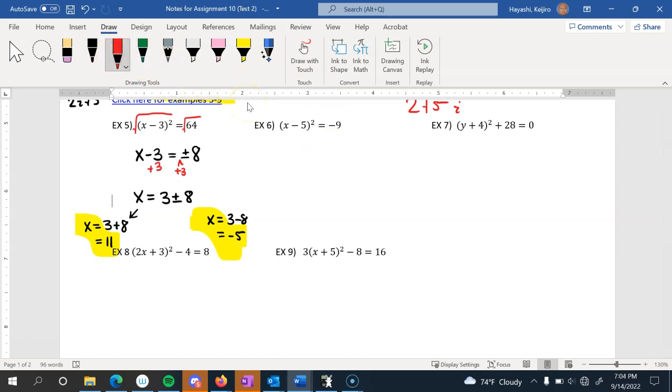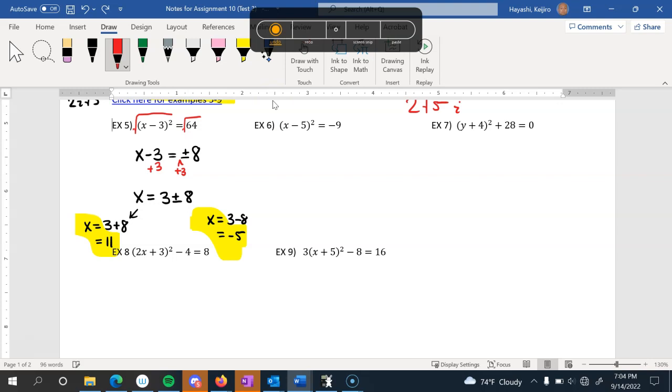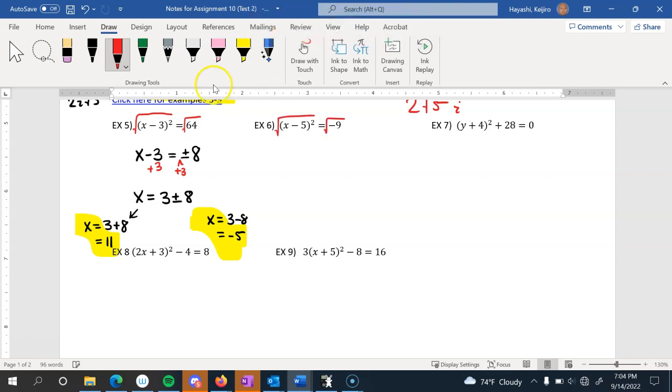So in example 6, our squared variable term, even if it's x minus 5 instead of a plain x in there, is isolated. It is the only thing on its side. So we can take the square root of both sides. And if we take the square root of this x minus 5 that's being squared, what are we going to have on the left? x minus 5.